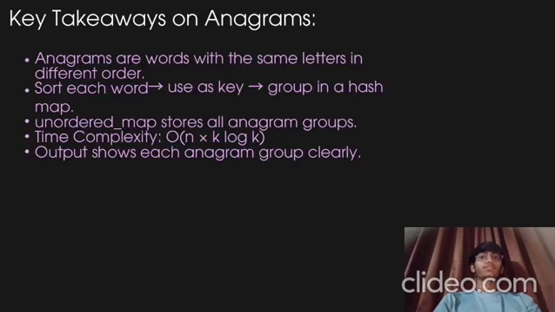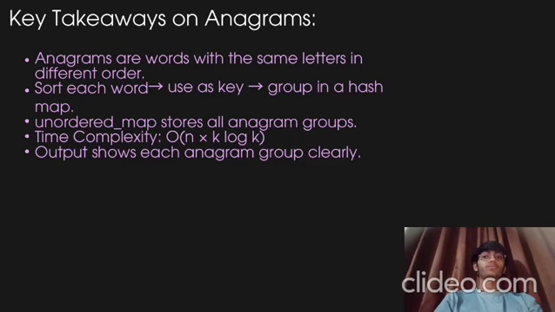Key takeaway: anagrams are words with the same letters in a different order. Sort each word. Use the sorted word as a key to group in a hash map. The unordered map stores all anagram groups. Time complexity is O(n times k times log k). The output shows each anagram group clearly.